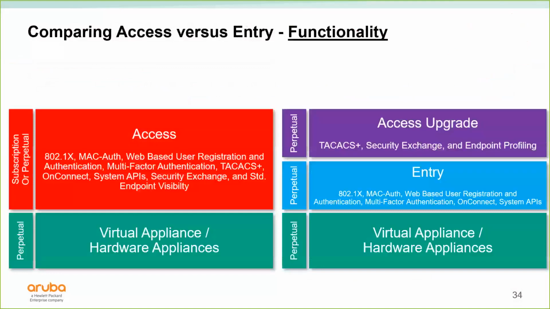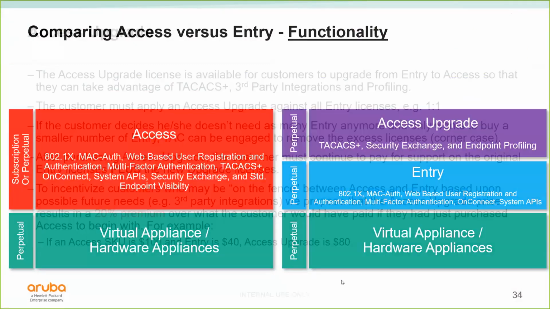Now, there is an upgrade path from Entry into Access. So if you start with Entry, you can move up into the access licenses. And this is a depiction of what that looks like. We're still starting with the virtual appliance. Now you're just making the decision: do I want the Entry because I don't need those access features, or do I want to go with the full access license?